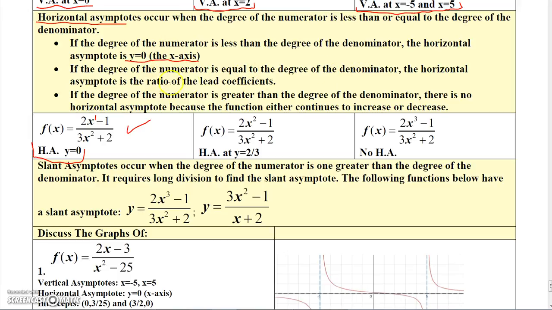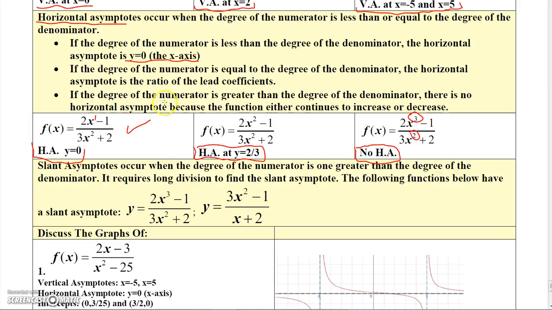The second case says if the degree of the numerator is equal to the degree of the denominator, the horizontal asymptote is the ratio of the lead coefficients. Here in the top we have a degree of 2, in the bottom we have a degree of 2. So look at the ratio. The lead coefficient in the top is 2, the lead coefficient in the bottom is 3. So the horizontal asymptote in this case would simply be the line y equals 2/3. And then if the degree of the numerator is greater than the degree of the denominator, like here 3 is greater than 2, then we have no horizontal asymptotes, because this graph as x goes to plus or minus infinity either increases or decreases without bound.